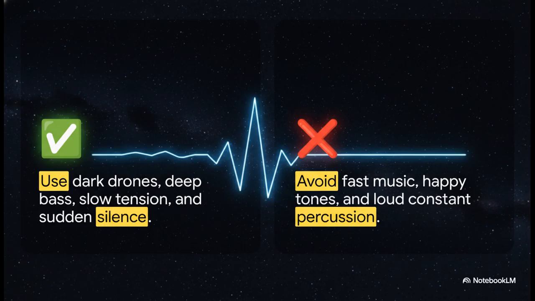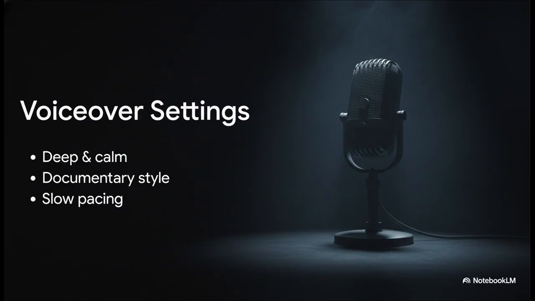You completely avoid fast music, happy tones, or loud percussion. Instead, you're using sound to make the eventual silence feel so much heavier. And even the narrator's voice becomes a tool for suspense here. The blueprint is super explicit about this. The voice style needs to be deep, calm, and just slightly dramatic, kind of like what you'd hear in a high-end documentary. But the real secret sauce? It's the pacing. You need this slow delivery with really strong, heavy pauses. You literally have to force the audience to sit in the absence of sound, giving them time to truly feel the weight of these terrifying concepts.